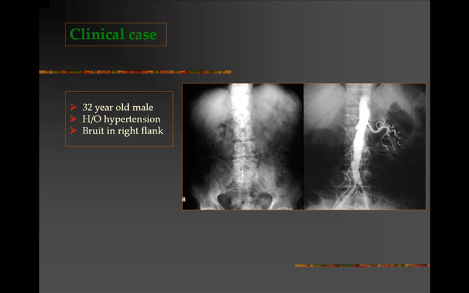The X-rays from this patient are shown here. The left X-ray is a plain film of the abdomen, which doesn't show any remarkable clinical changes. The right film is that of an angiogram. This is the aorta, the left renal artery. The right renal artery is extremely small, and this is a stenosis of the right renal artery.